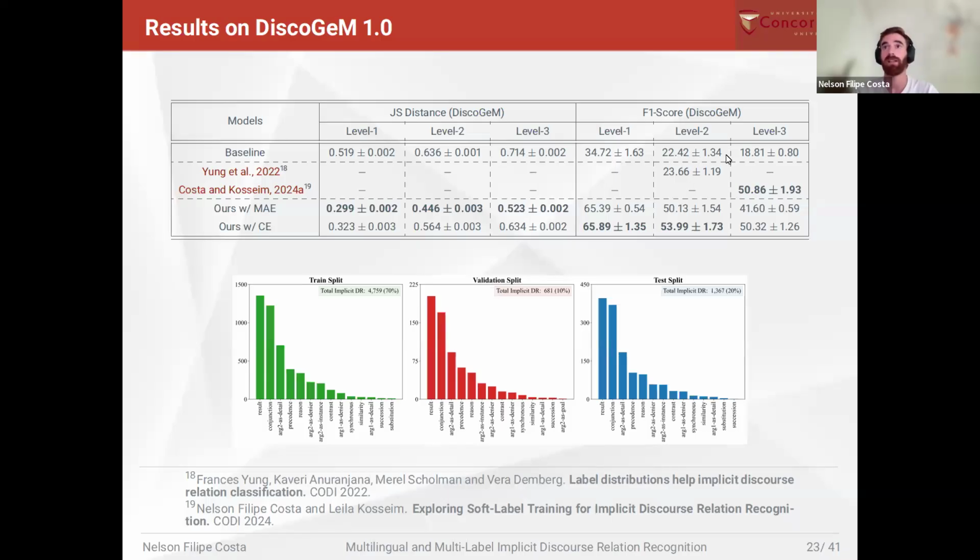And also the baseline. At level 3, our model with cross entropy is on par with the model that we presented last year at CODI, with the difference that our model does 3 level predictions at the same time. Our most recent model does 3 level prediction at the same time, and this previous model that we had only did 1 level prediction. Also note that our baseline method and the method proposed by Yung et al. are very similar, which attests to the reliability of our baseline benchmark.